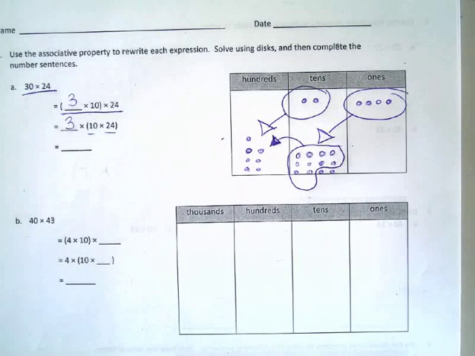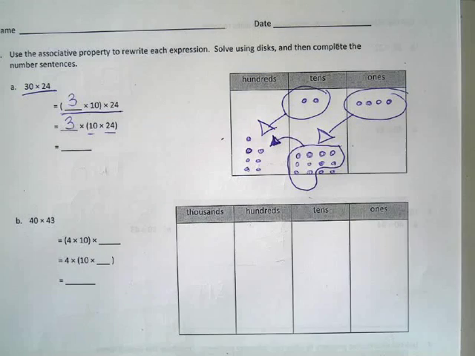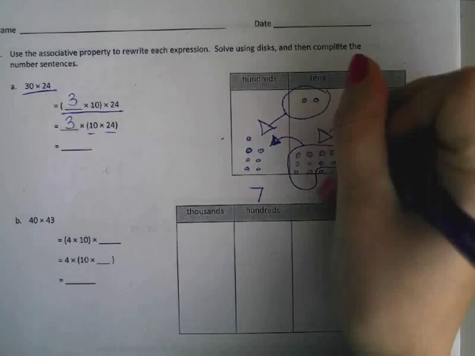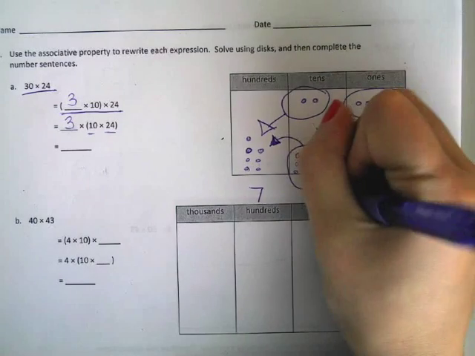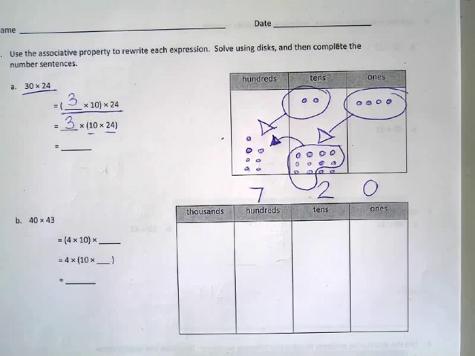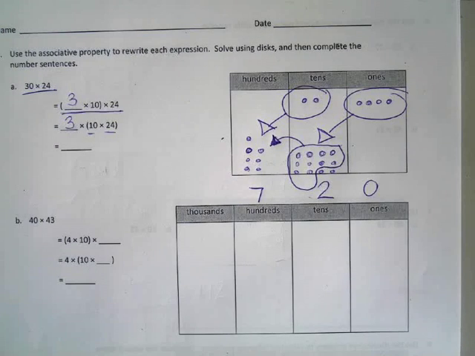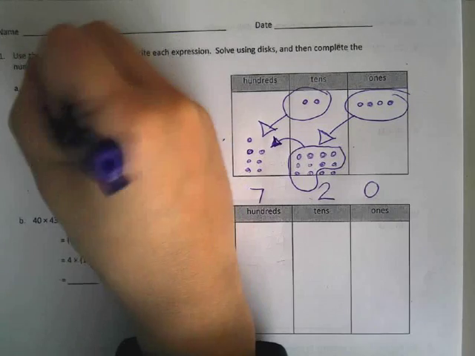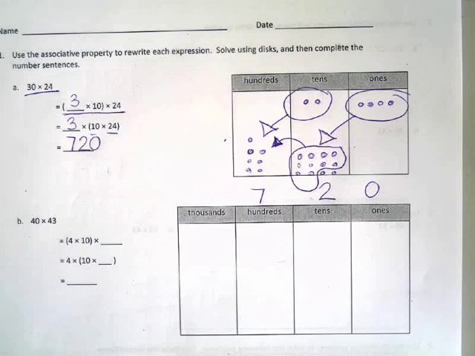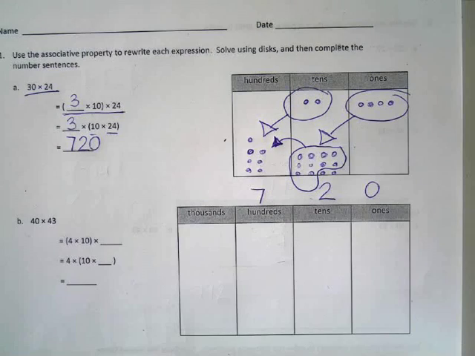All right, so let's count them up and see what we have. How many hundreds do I have now? 7. How many 10s? 2. How many 1s? 0. So what is 30 times 24? 720. Awesome. All right, let's scooch down. We're doing good.